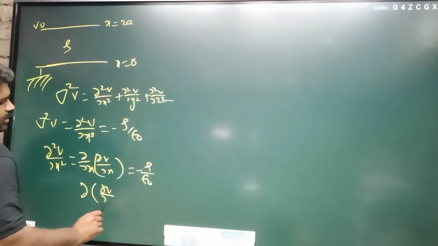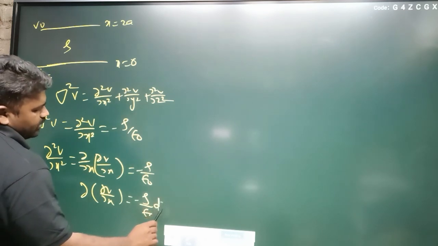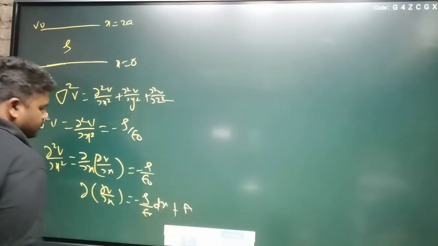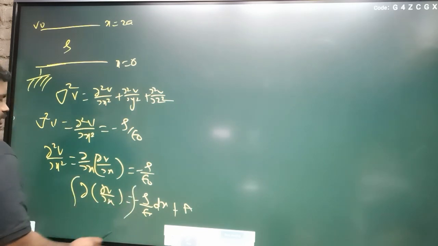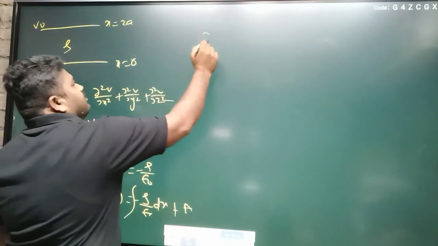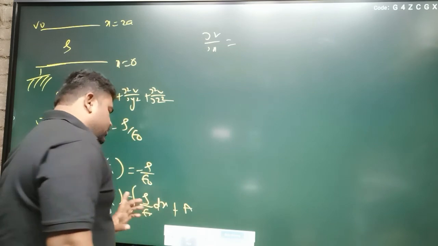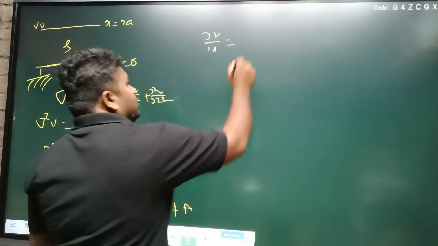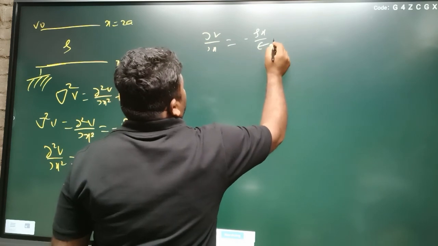d²V/dx² is equal to how much? Minus rho upon epsilon naught, dx, plus some constant a. Yes or no? Some constant a. Take integration on both sides. The derivative and integration get cancelled. So dV/dx is equal to how much? Integrating dx gives x. So this is equal to minus rho x upon epsilon naught plus a.